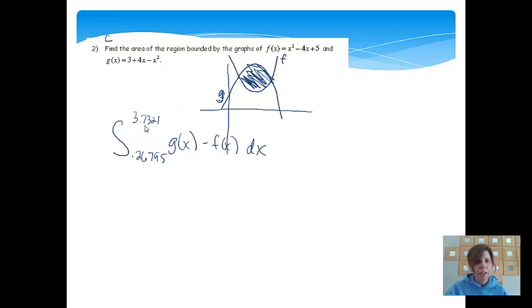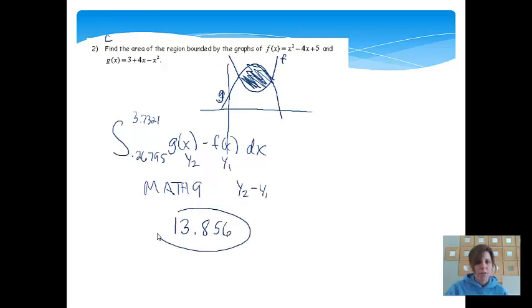Since I do get to use my calculator, I'm pretty much all set. When you're typing it in your calculator, you will get to use Math 9. The g of x is going to be your y2, and f of x will be y1. So when you're evaluating the integral, you'll be able to do y2 minus y1 instead of actually having to type in the functions, and that will work just fine. When you do that, you should get an answer of 13.856. If you want to try that on your calculator and see if you got 13.856, that would be marvelous.